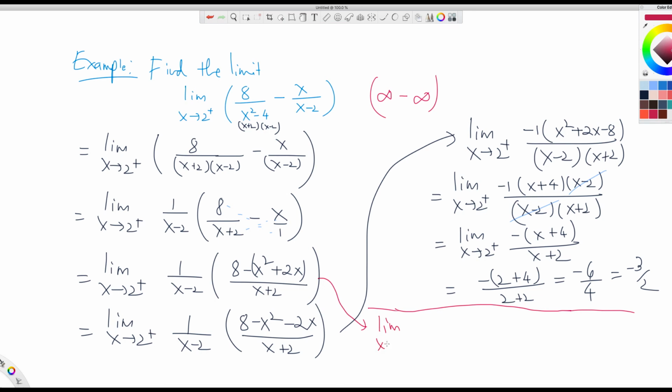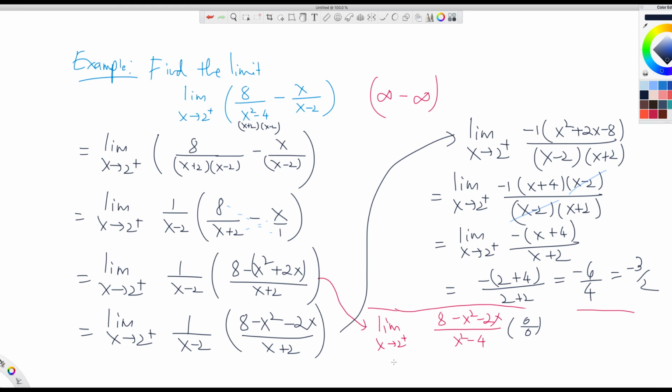Limit x tends to 2 plus, right? And on the top, I got 8 minus x squared minus 2x, divided by, on the bottom, x minus 2 times x plus 2, which is x squared minus 4. So if you take the limit, what form do you get here? You get 8 minus 2 squared is 4, minus 2 times 2 is 4. 8 minus 4 is 4, minus 4 is 0, right? You will get 0 over 0. So you can use L'Hopital's rule here, right?